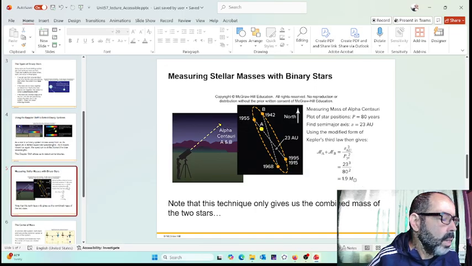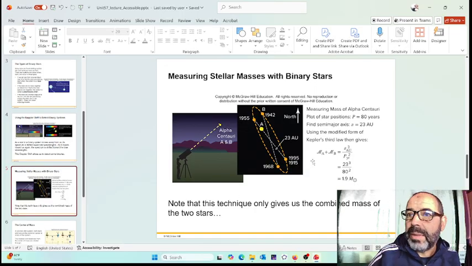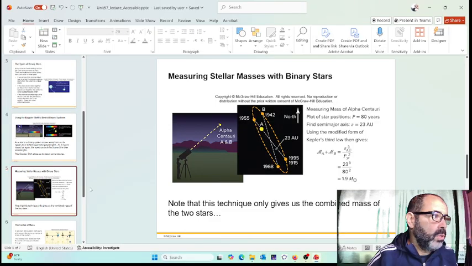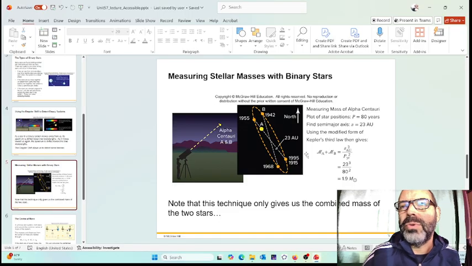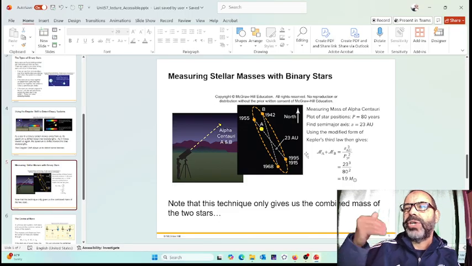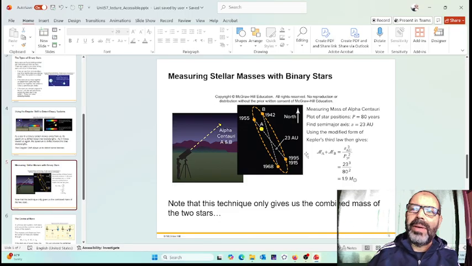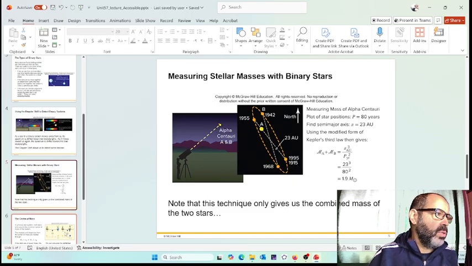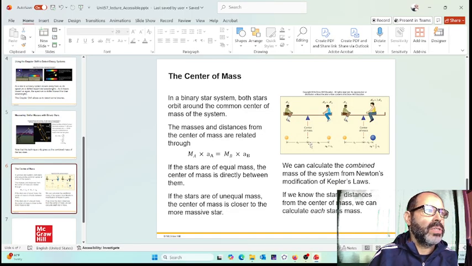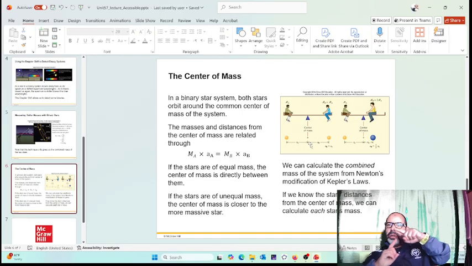That's not enough though to determine the mass of each star. So you need to at least find this A. Once you find this A, then you can go back and find it, because this gives you the sum of the two masses. But if you somehow have the ratio of these two masses, then it becomes a matter of algebra to find the individual masses. This is exactly what we do in this case if we know the center of mass, the point around which both stars are orbiting.